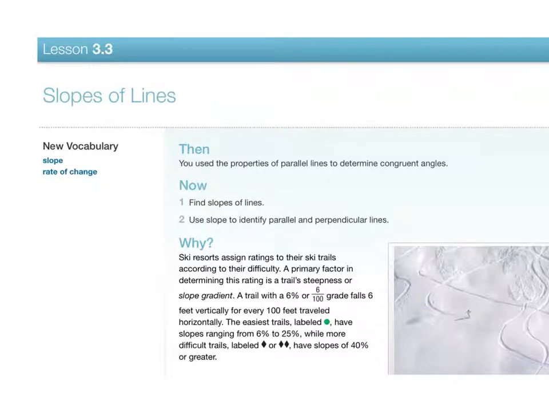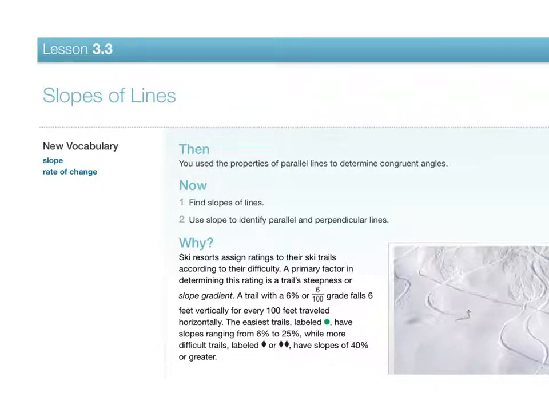Okay, 3.3, slope of lines. We're back to Algebra 1. You've done all this work before, hopefully you can remember it. The vocabulary: slope and rate of change. Don't forget, your rate of change is your rise over run, your y over your x. So rate of change, finding slopes.